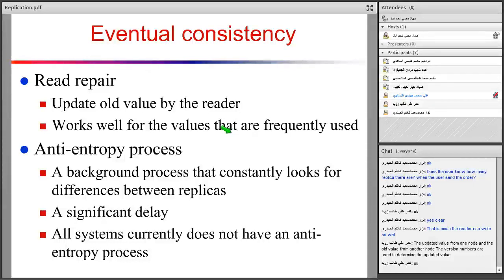Okay, please give me 1 or 2 minutes. After that, I will continue. Okay, so let me.